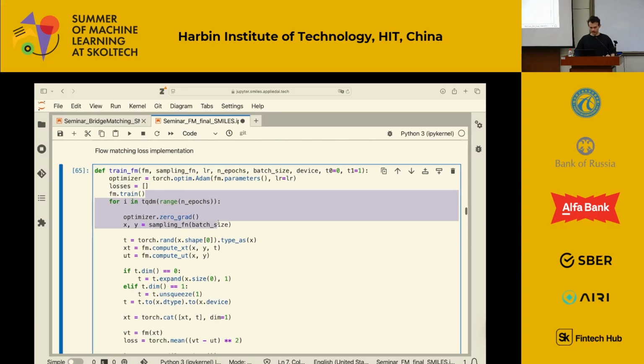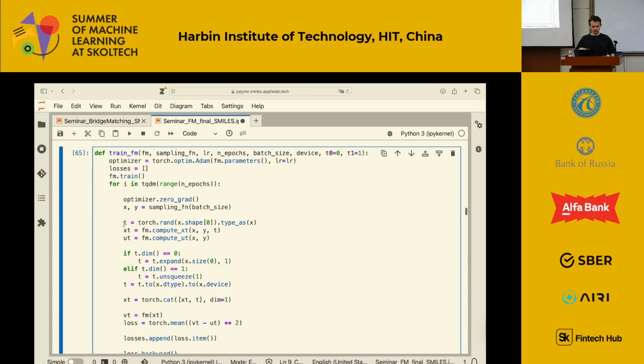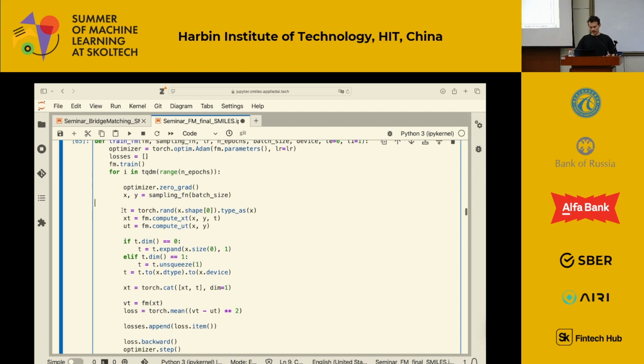Yeah, we just run some epochs, and what do we do to do one optimization step? We just sample points x0 and x1 using our sampling function. Just sample some t, which is uniformly distributed between 0 and 1. Compute our xt, which is again just the linear interpolation between x0 and x1, or like x and y here, with already sampled random time t. And we compute our regression target, which actually is independent of t, which is interesting.